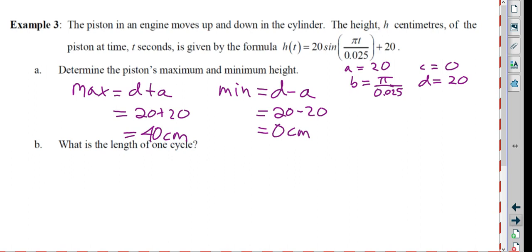Right. I mean, as ridiculous as 40 centimeters is for the length of the cylinder, 2 seconds is kind of ridiculous for the time of an engine. You wouldn't go very far. You move this far.